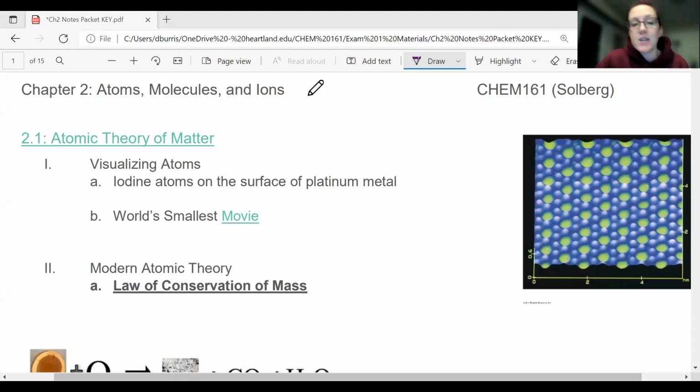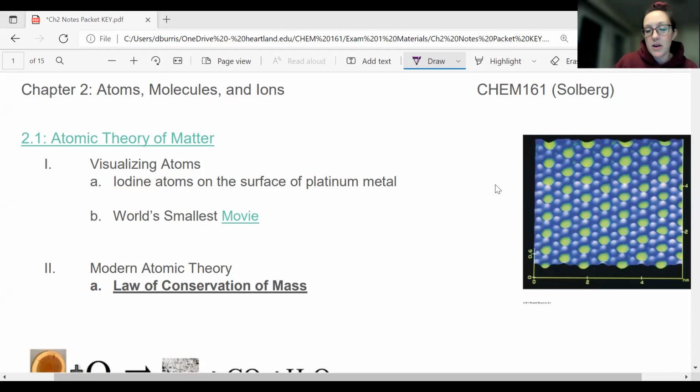Okay, so this is the beginning of chapter 2. We're just doing sections 2.1 to 2.3 today. And the first section here is on the atomic theory of matter. We're going to go through some important principles and then how the model of the atom was discovered, essentially. So we have finally gotten to the level where we can see atoms.